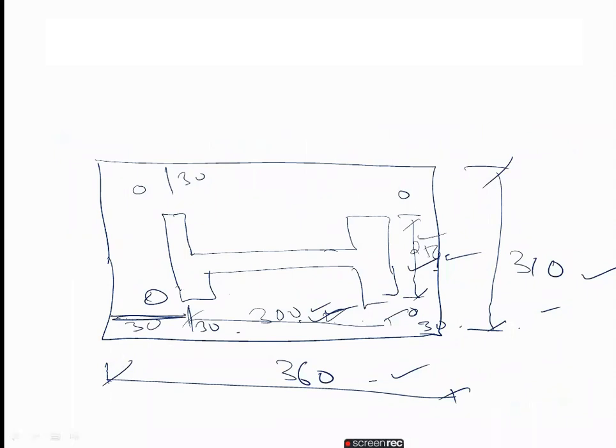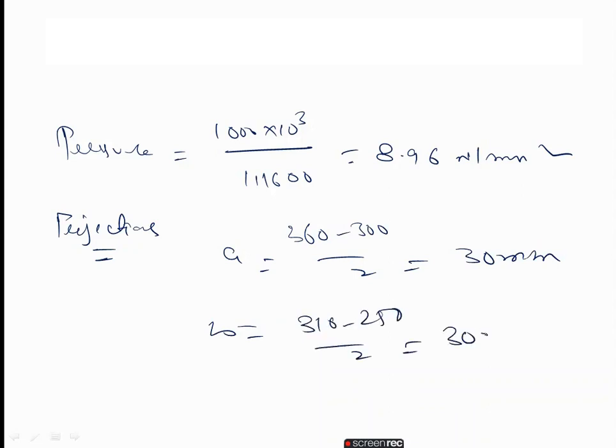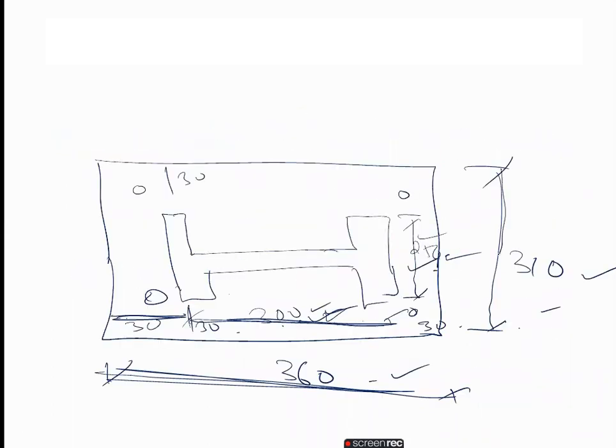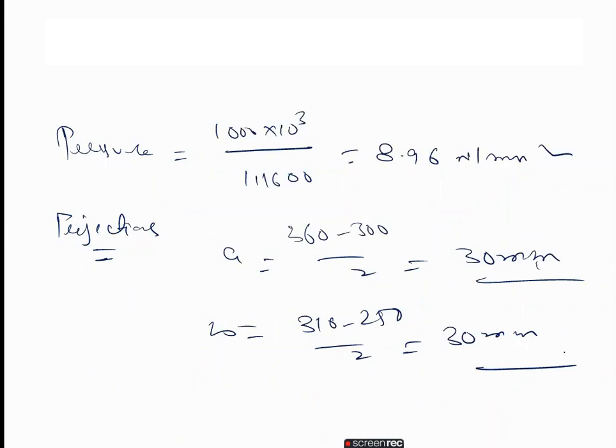So how will we calculate? Total is 360 minus 300 by 2. I will write clearly: 360 minus 300 by 2. You will get 30 mm. Same like that B value, 310 minus 250 by 2. You will get 30 mm. This side is a total 310, minus this width which is 250. It will be shared on both sides, that's why we are dividing by 2. So projections A and B we got 30 mm, 30 mm.